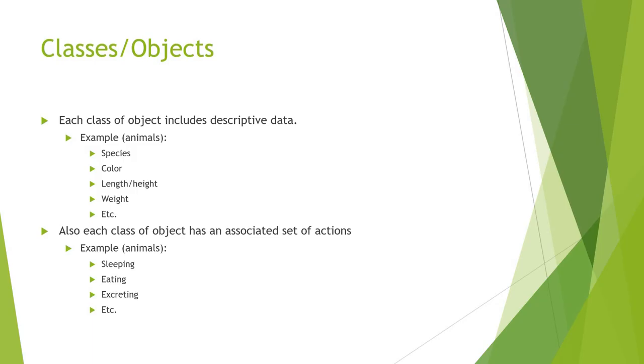So for example, for the class animals, we have different types of characteristics for the animals. We have species, color, length and height, weight, etc. And each class or object has an associated set of actions. So for example, animals may be sleeping, eating, etc.